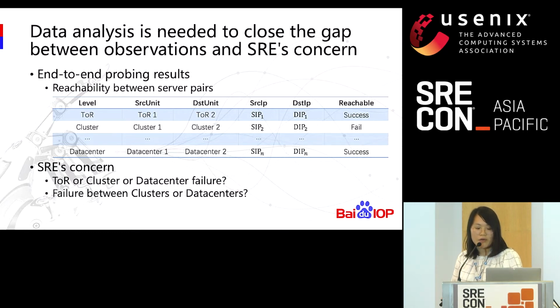Actually, we can measure the network quality for different protocols via different channels. For each protocol and channel combination, we will get a data table. The probing data tells us the reachability between server pairs, but SRE concerns whether a TOR, a cluster, or data center is unreachable, or whether the message can be sent successfully between 2 data centers or 2 clusters. So, data analysis must be carried out to solve SRE's concern based on the measurement data.